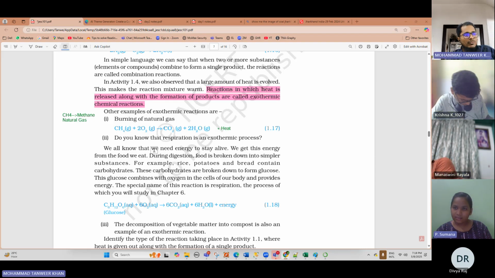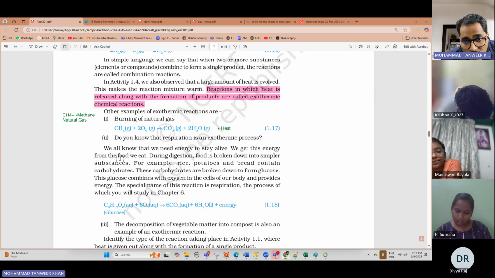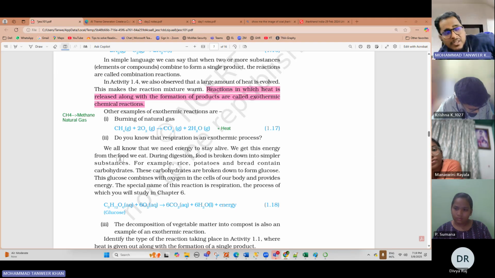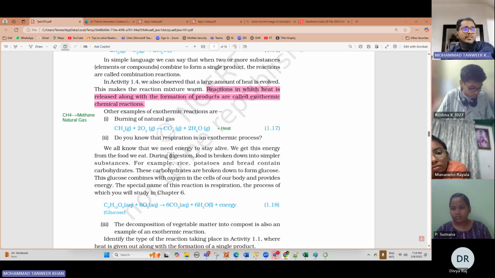We all know that we need energy to stay alive. We get this energy from the food we eat. When we take food, we get energy, and energy is necessary to stay alive, right? Now, during digestion, food is broken down into simpler substances. For example, when we eat rice, potatoes, or bread, they contain mostly carbohydrates.